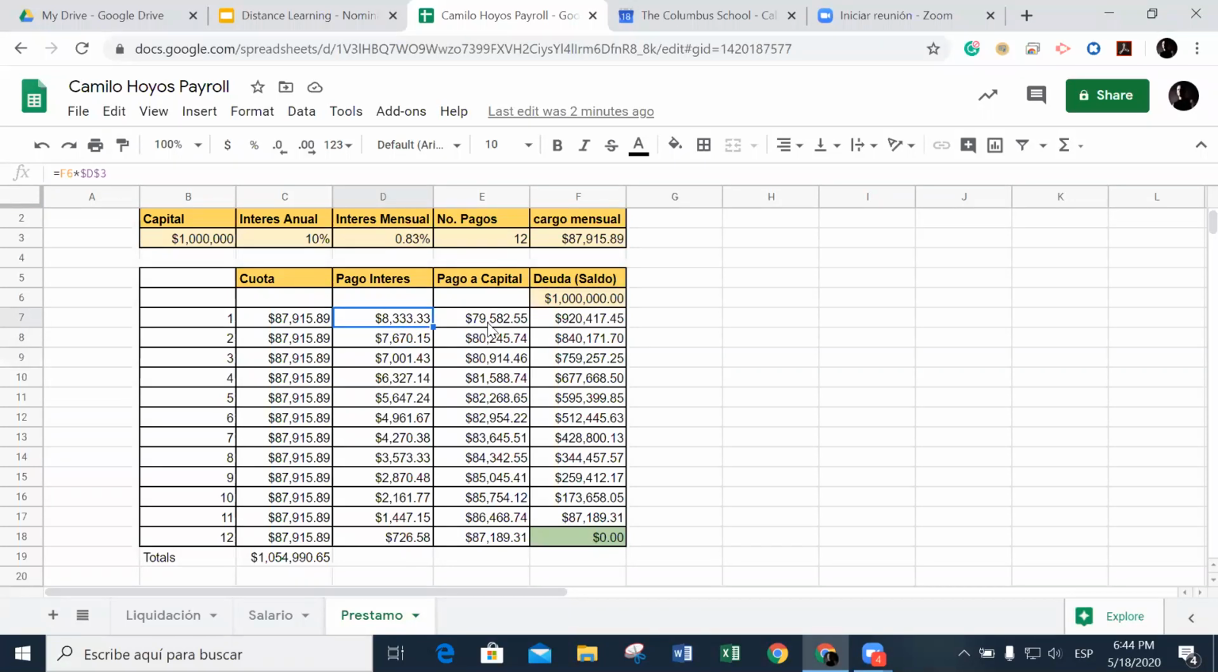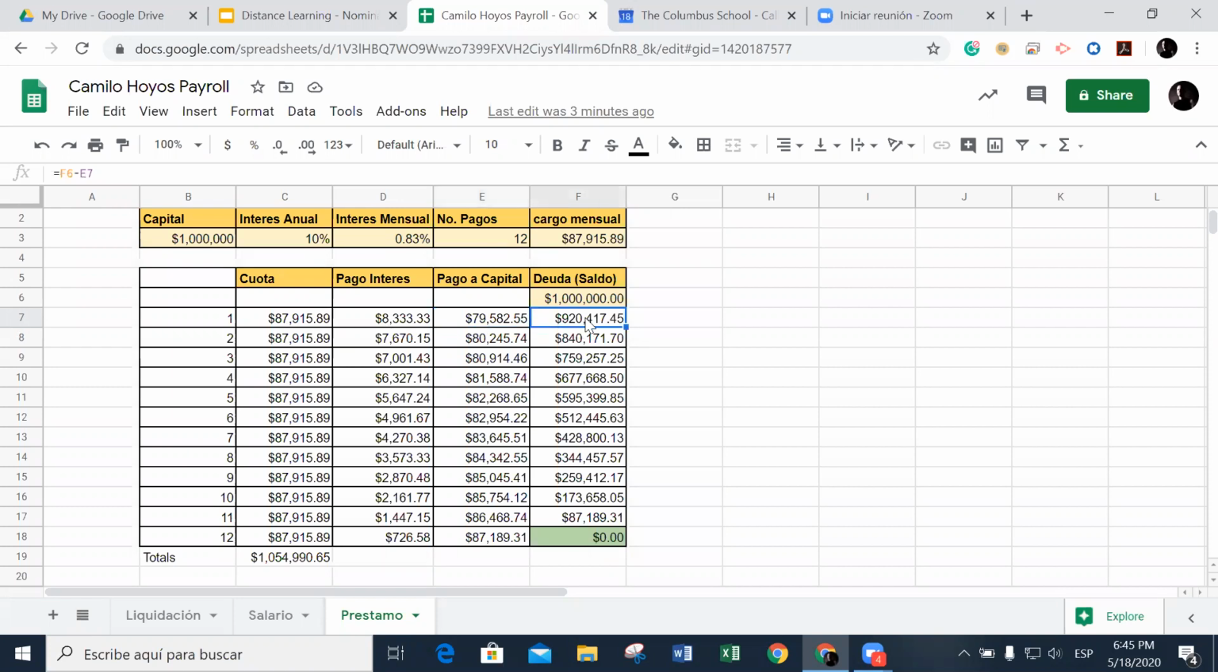Now, pago a capital. Let's see how this formula works. Pago a capital is literally what you're paying every month. So what you paid that month minus what you're paying towards the interest, right? Everything else, after you take out the interest, goes towards the capital. So it's going to make this debt go lower each time you pay. The interest, this goes lower. So that's how much it is right here. It is 87,915 minus the interest, which is 8,333, equals this, right?